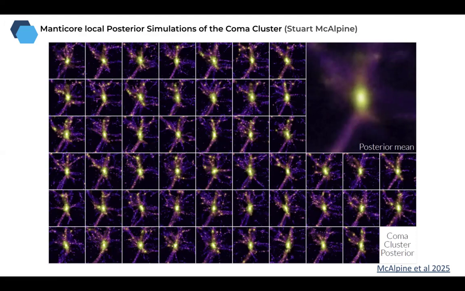We can see that the Coma cluster is the center of 3 to 4 inflowing filaments. That's actually expected and very interesting, because we know that the connectivity of the large-scale structure tells us something about the mass. A cluster of the mass of Coma is expected to have 3 to 4 filaments, and we can see that on the ensemble mean.